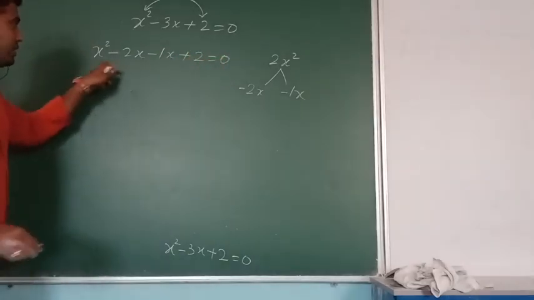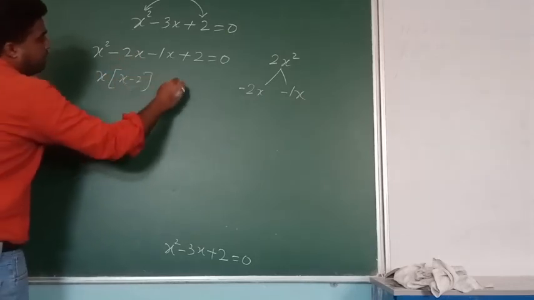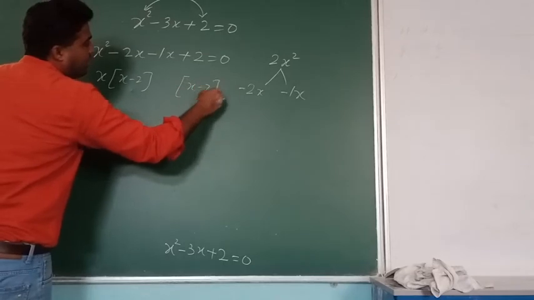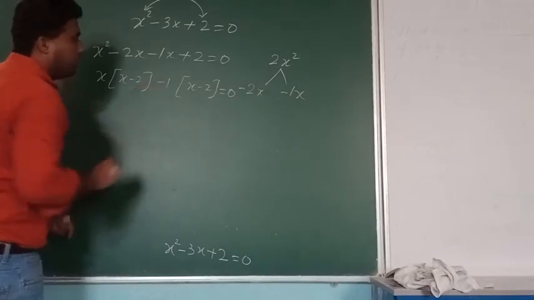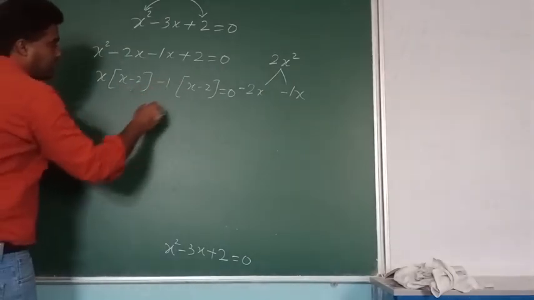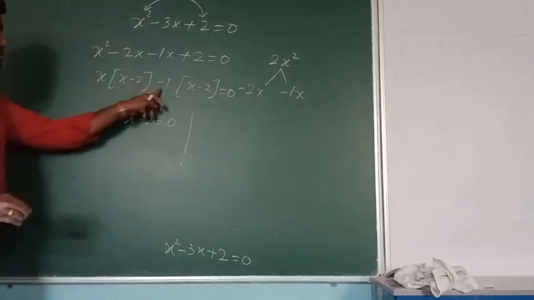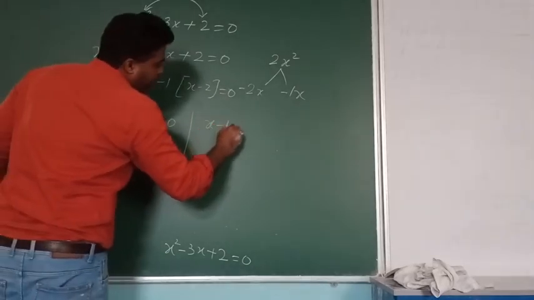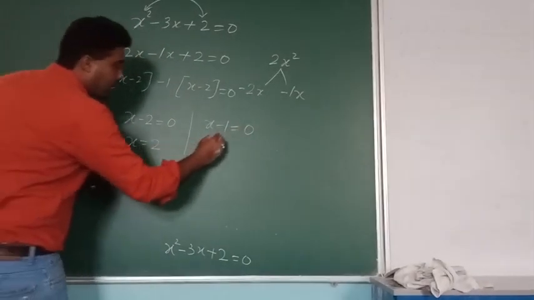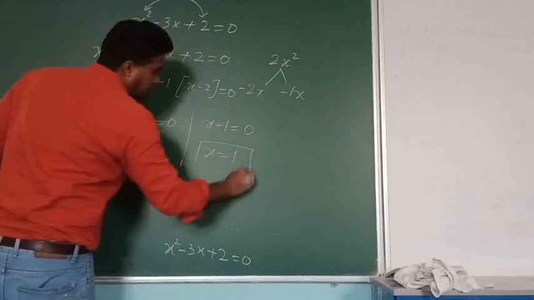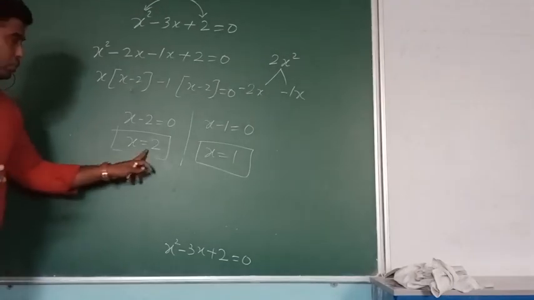Then let us take factors. In these two, take x as common: x into x minus 2, leave some gap, then write the same which you have written, x minus 2, is equal to 0. Then in these two take minus 1 as common. Further, these two are the same, take x minus 2 as common: x minus 2 is equal to 0, and the other is x minus 1 is equal to 0. Then x is equal to 2 and x is equal to 1. So these are the two roots of this equation, 2 and 1.